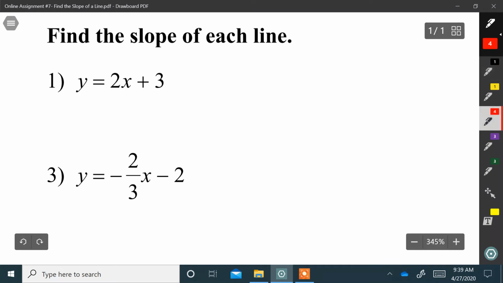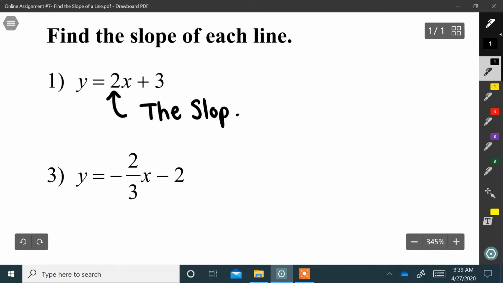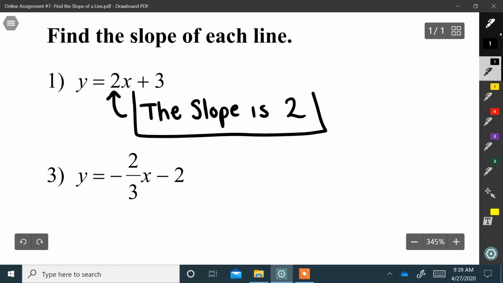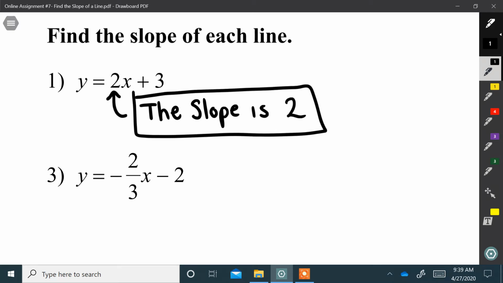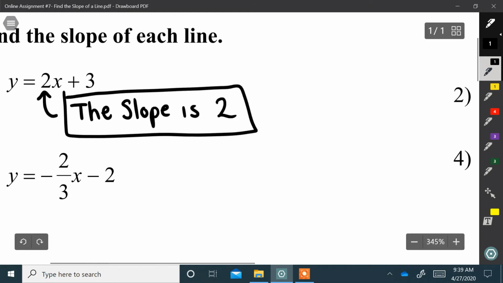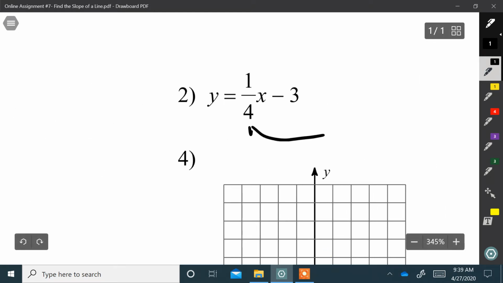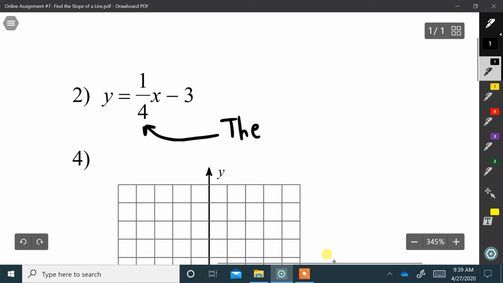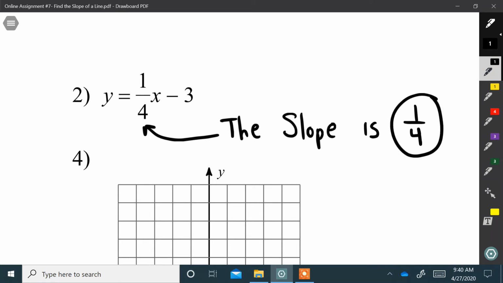Very simple. Okay, so what is the slope? Find the slope of each line. This is very simple. The slope is the number that is next to the x. So this number here is the one next to the x. This right here is the slope, right there. So the slope is 2. And I would love you guys to write that word, the slope is, and you say what the answer is. The slope is 2 in this case. Number 2, the slope is 1/4. Okay, that is our slope.